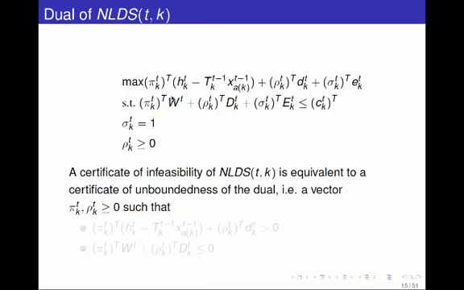Now, I'm going to show you the dual of this problem to show you how we generate feasibility cuts, and then we can go to the example. So, how did I get this? This is the dual of an NLDS at time period t scenario k. This is just the standard rules of getting a dual problem from a primal problem in linear programming.